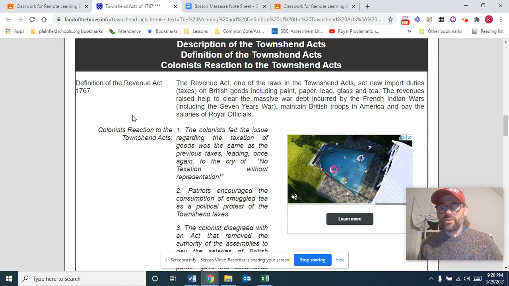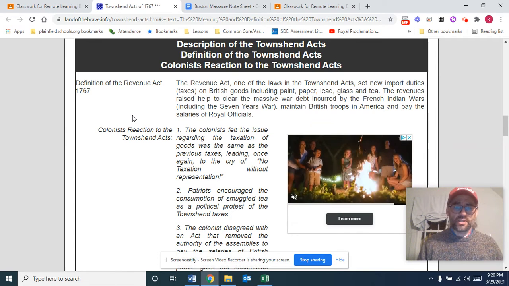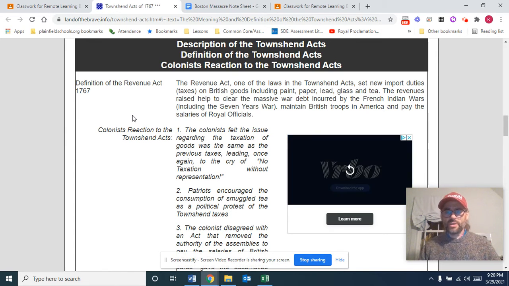Like all taxes and laws the colonists don't like, they're going to go through their pattern of protest. They're going to complain. They're going to protest non-violently with demonstrations. They're going to protest violently with vandalism. They're going to print things in newspapers and pamphlets. They're going to write petitions to people in authority, and they're going to boycott. And all of these things are intended to eliminate the Townshend Acts.